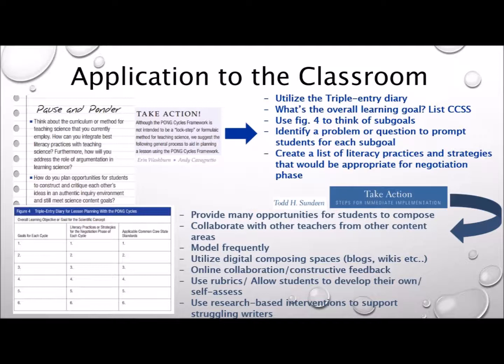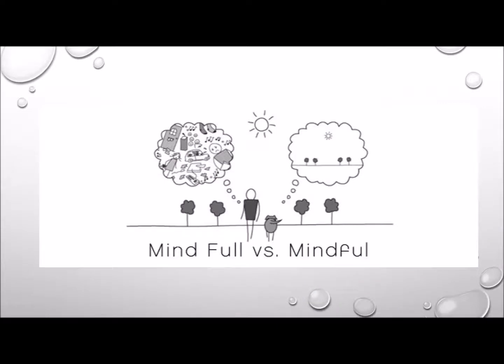According to Sundin, the actions that should be taken by serious educators are to provide many opportunities for students to compose, collaborate with other teachers from other content areas, model frequently, utilize digital composing spaces, use rubrics that allow for self-assessment, and finally, use research-based interventions to support struggling writers.